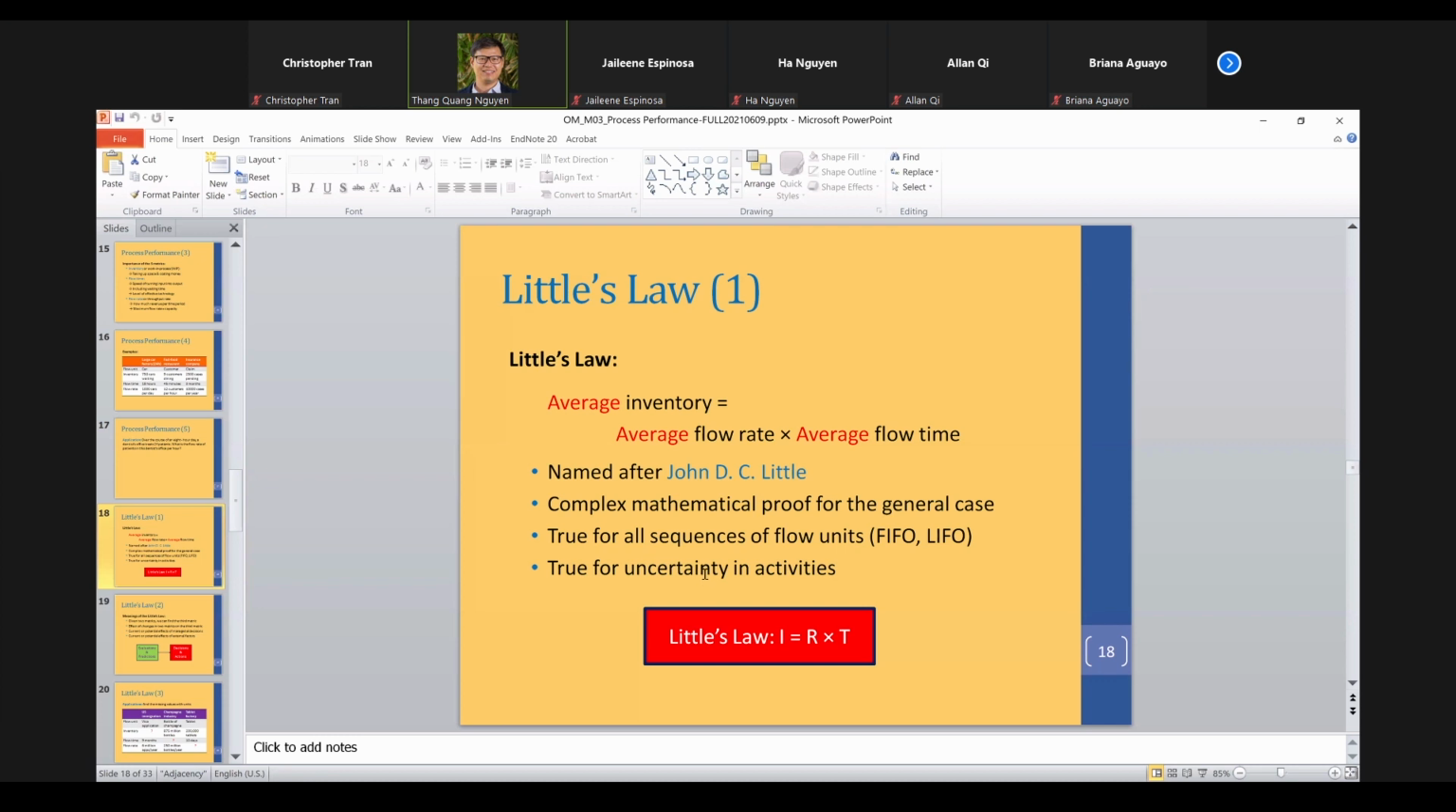On slide 18 of module 3, we say that the average inventory equals the average flow rate times the average flow time. So we have three fundamental metrics, or three average numbers, and they follow this law. This law is proven mathematically, so it should be correct as long as we talk about averages. The law itself is named after Professor John D.C. Little.